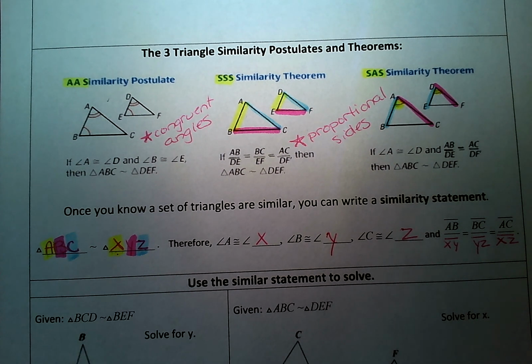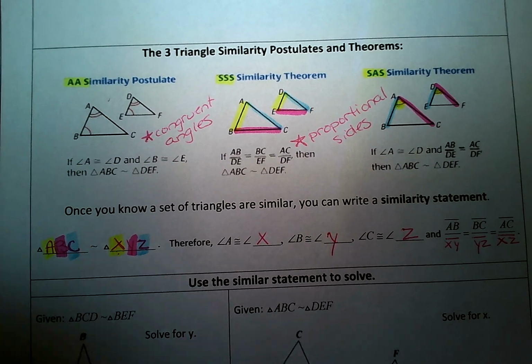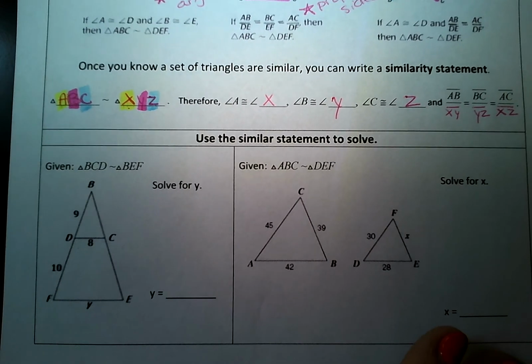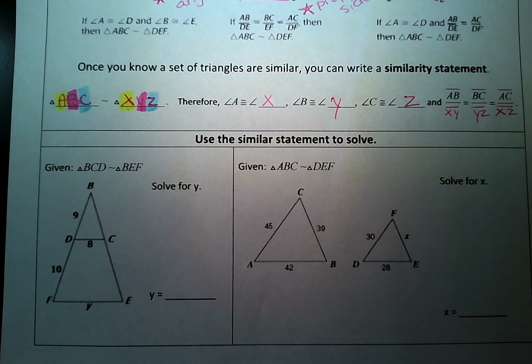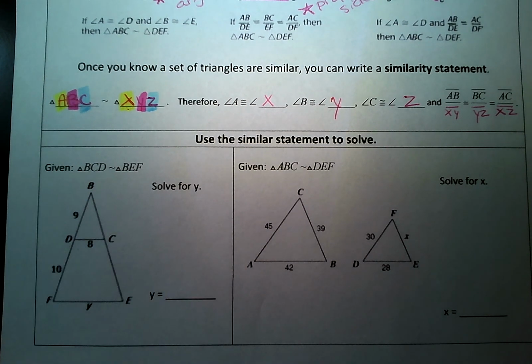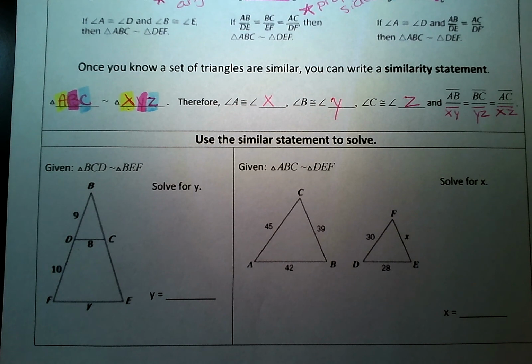All right. You want to see a little bit of this in action. Here we go. It says use the similarity statement to solve. We're looking at algebraic solving methods here. On the left, we've got triangle BCD is similar to triangle BEF. Solve for y. Now, similarity does not mean equality. It means congruent angles, proportional sides.